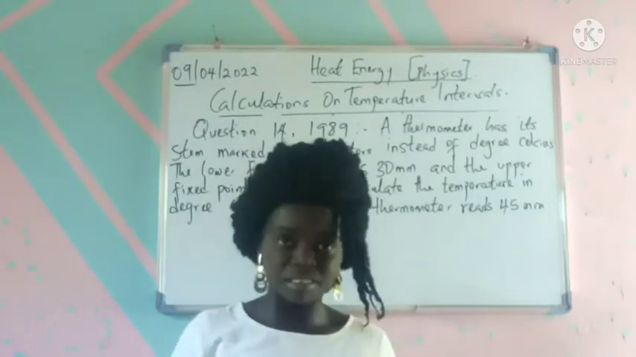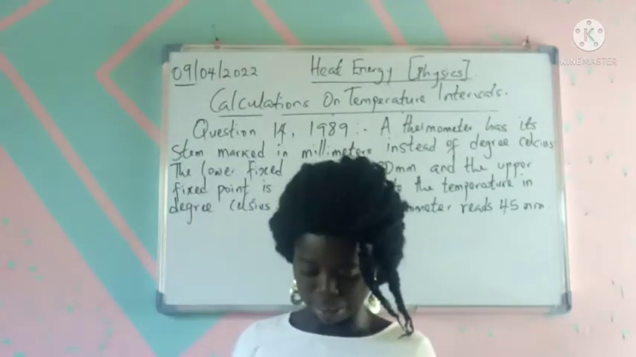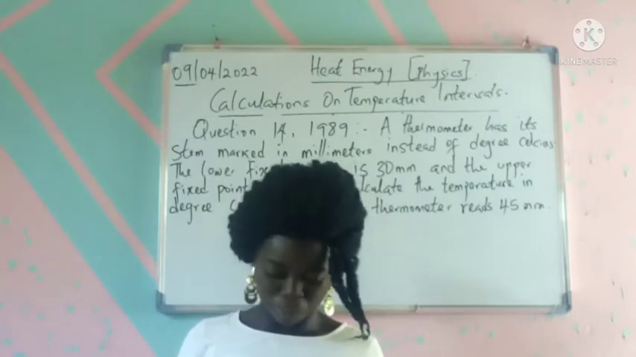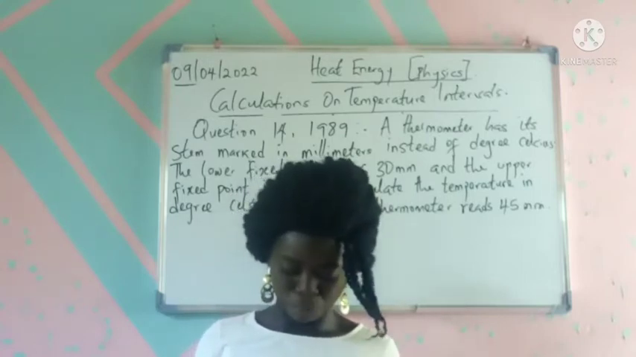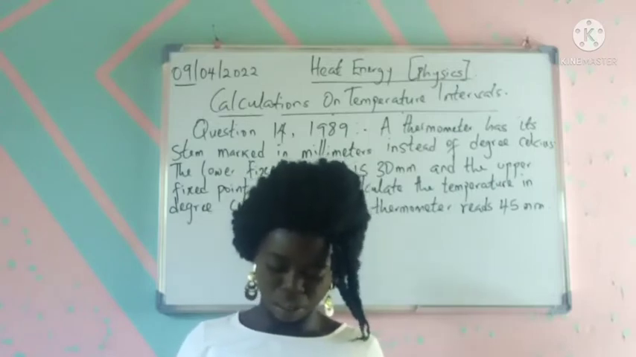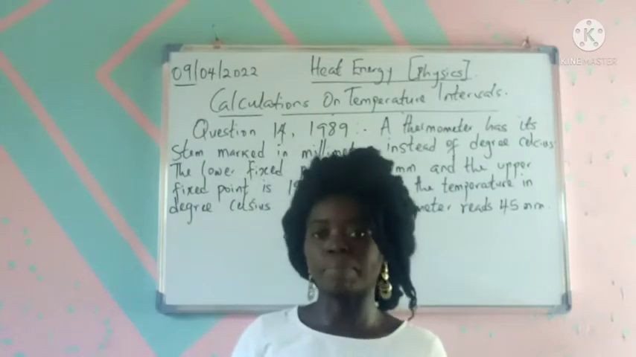Alright, so our question said a thermometer has its stem marked in millimeters instead of degrees Celsius. The lower fixed point is 30 millimeters and the upper fixed point is 180 millimeters. Calculate the temperature in degrees Celsius when the thermometer reads 45 millimeters.